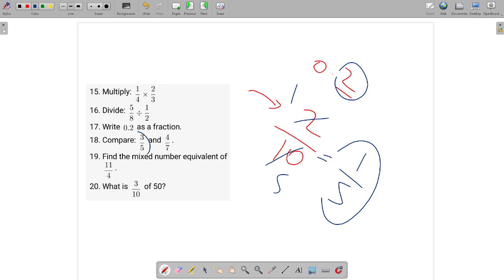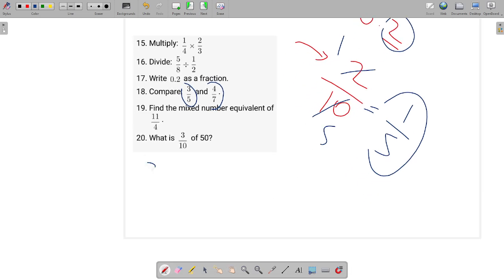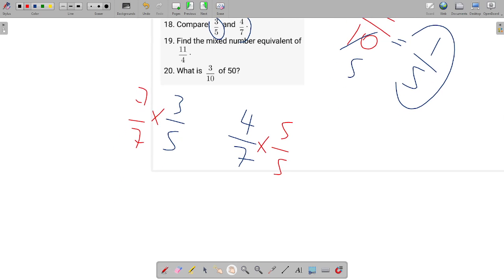Now it's saying compare 3 over 5 and 4 over 7. I know that I can't do that until I make both of them have the same denominator. So I multiply this by 7 over 7 to have a denominator of 35, and I multiply this by 5 over 5. So from this I will get 7 times 3, which is 21 over 35, and 4 times 5 is 20 over 35.